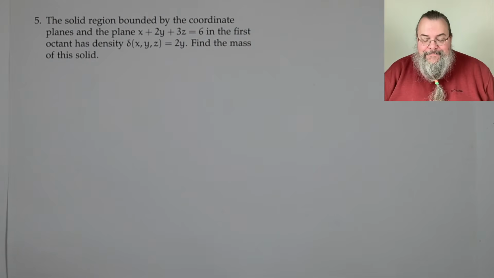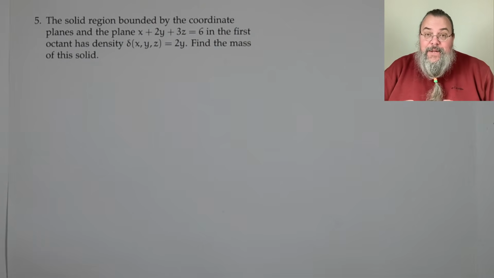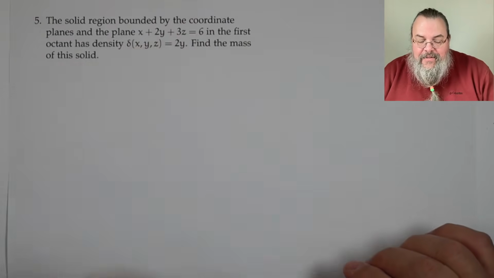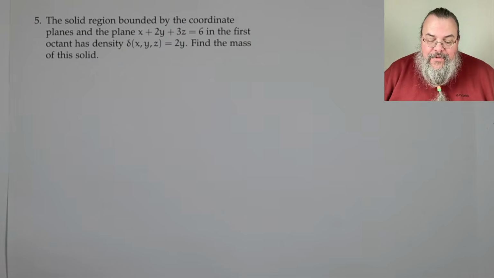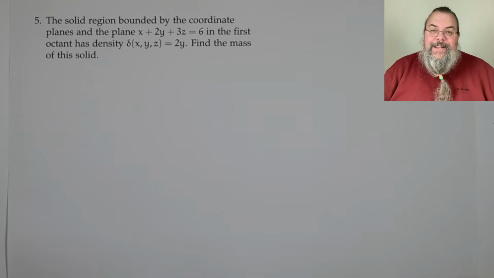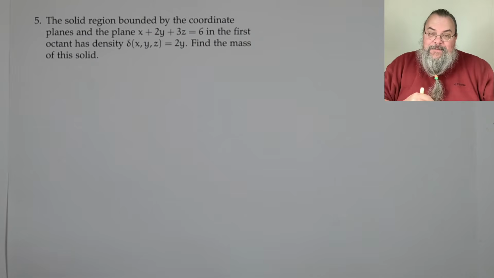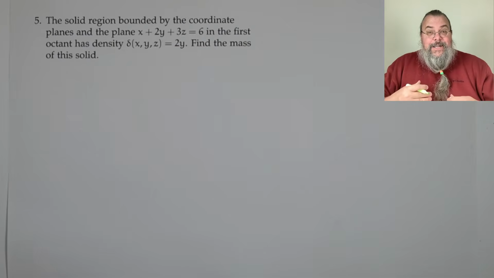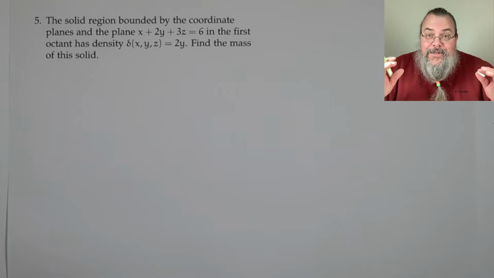Number 5. The solid region bounded by the coordinate planes and the plane x plus 2y plus 3z equals 6 in the first octant has density delta xyz equals 2y. Find the mass of this solid. All right, this is going to be a ride. In the interest of full disclosure before we begin, this will not be my first attempt at this problem. Because there's a lot of stuff going on here, and some of it's subtle and some of it's not. So let's enjoy the journey.